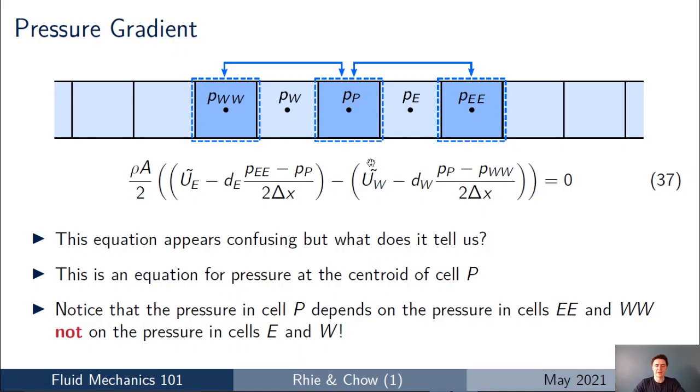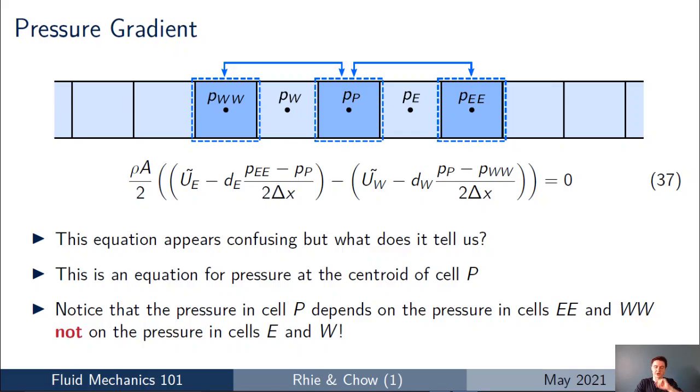And what does that pressure depend on? Well, it depends on the pressure in the cells that are two spaces either side of the cell: PEE, which is east-east, and PWW, which is west-west. So you can see that the pressure gradient here is coming in, and we're only depending on the pressure two cells away from the pressure we're interested in. And then of course the UE tilde and the UW tilde were what we saw before. They were the momentum and diffusive fluxes into the cells on the east and west of the cell we're interested in.